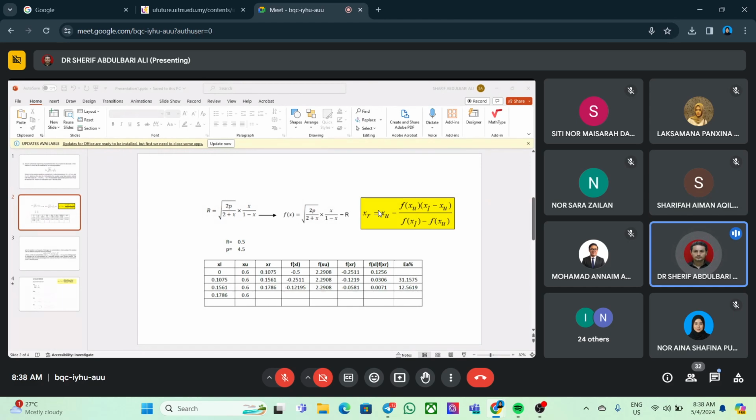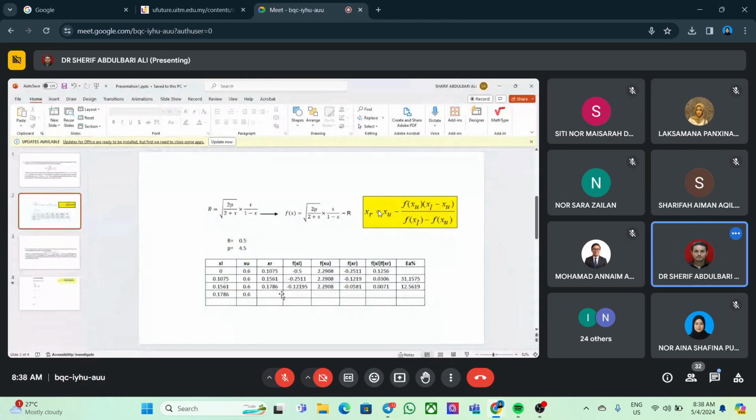Okay, some of you have achieved the answer. So let me go through the iterations here. So these are the values.